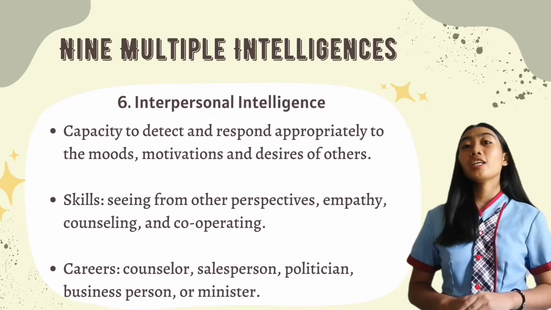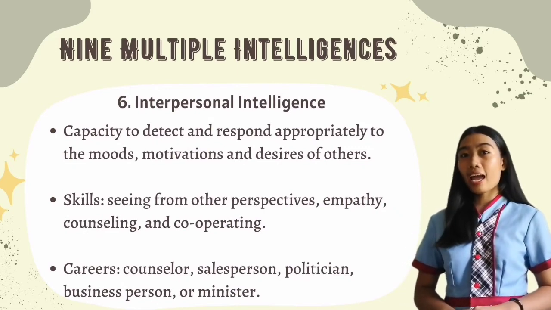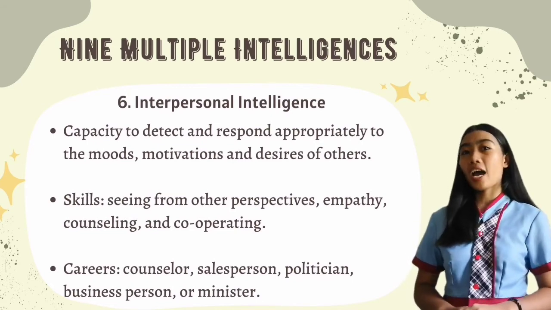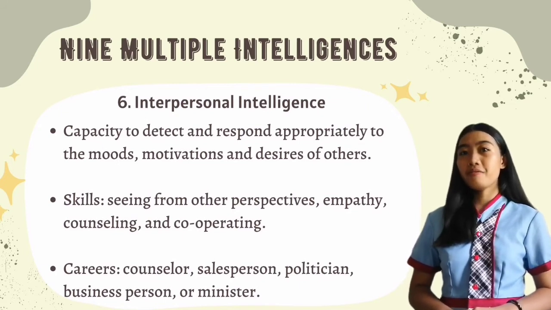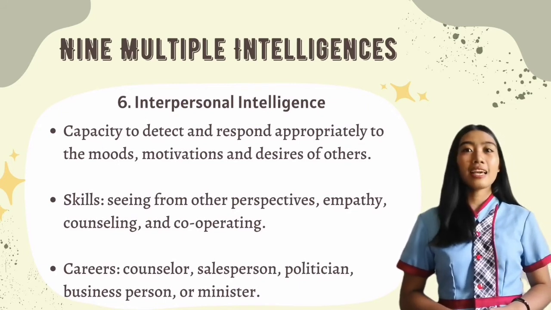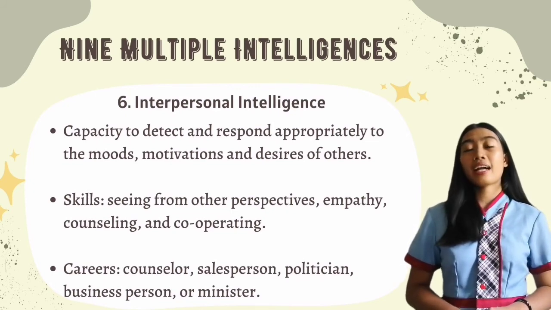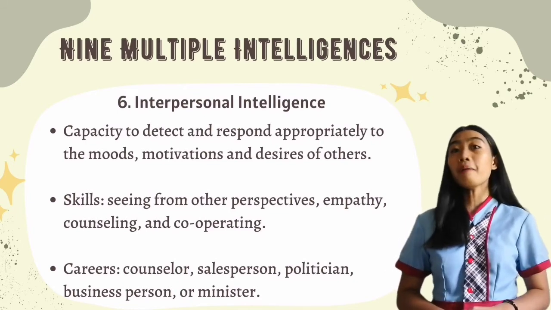Number 6 is interpersonal intelligence. It is the capacity to detect and respond appropriately to the moods, motivations, and desires of others. Skills could be seeing from other perspectives, empathy, counseling, and cooperating. Their careers can be a counselor, salesperson, politician, businessperson, or minister.